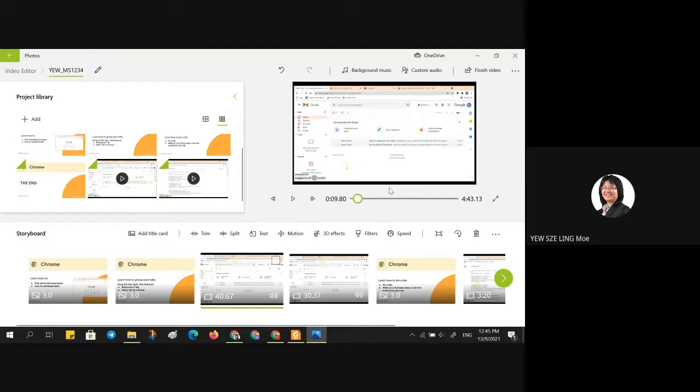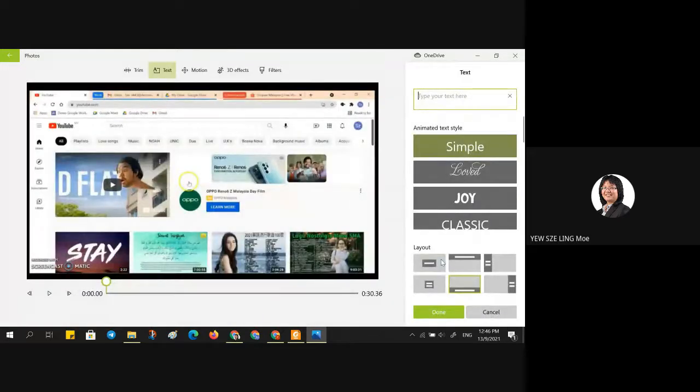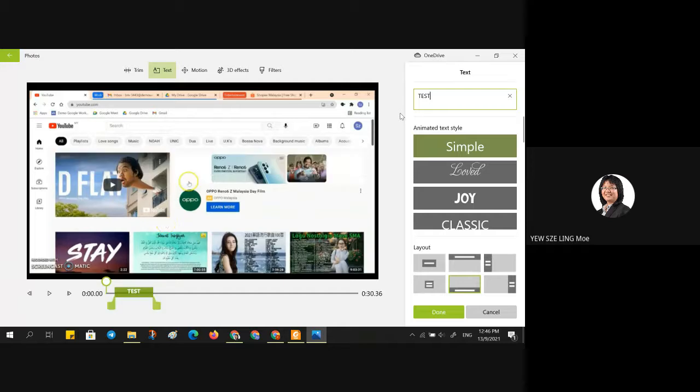Now, what if you have a video and you found that you want to add text there? Let's say you want to add the text in the second video clip, this one. So you select the video, you go to text. A panel like this comes out. Let's say you want to add the text at the first second. So you drag until the first second. Now you can key in the text here. So enter your text. Testing. So it comes up.